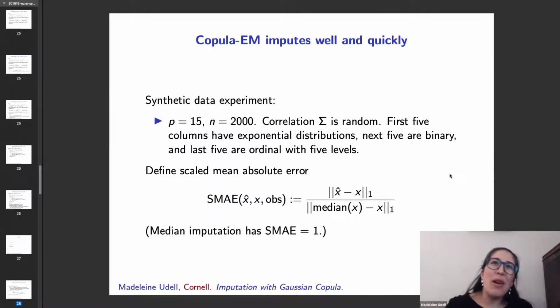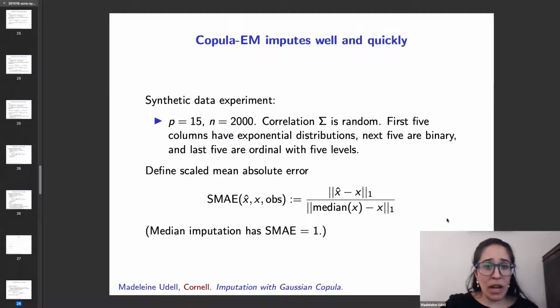I'm comparing the approximate EM method to Hoff's proposed MCMC method. This is a synthetic data experiment with 2,000 rows and 15 columns. I take a random correlation matrix, and I'm going to say that the first 5 columns have exponential distribution, so they're real valued. The next 5 are binary, and the last 5 are ordinal with 5 levels.